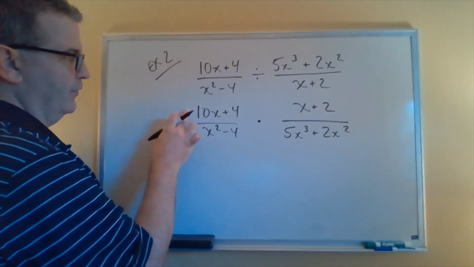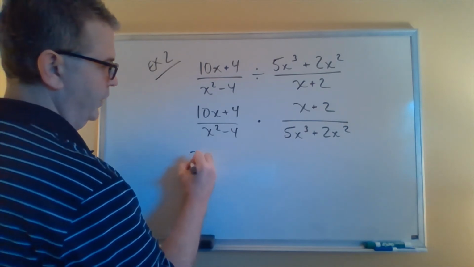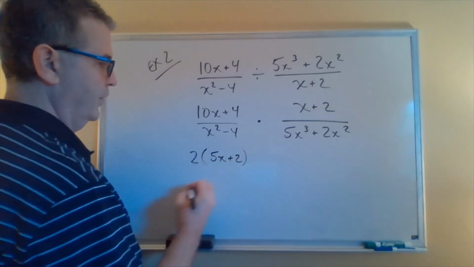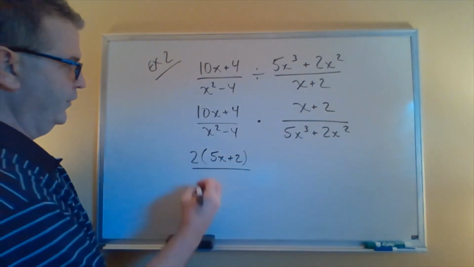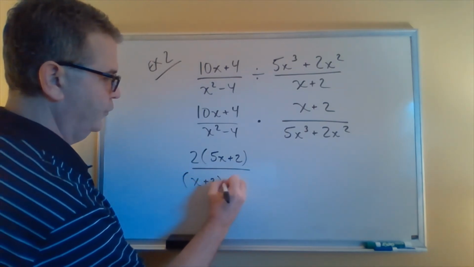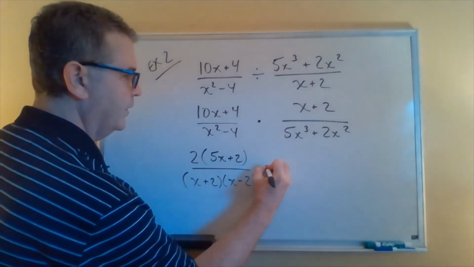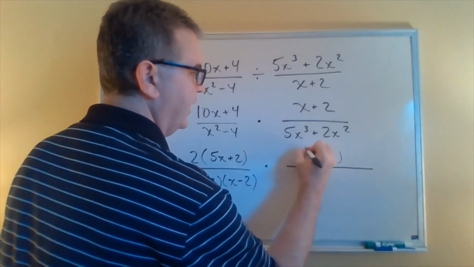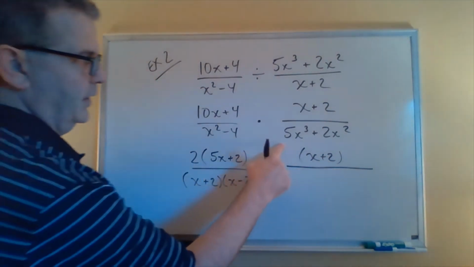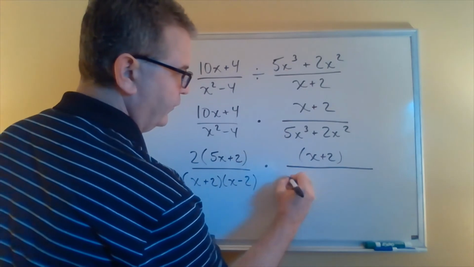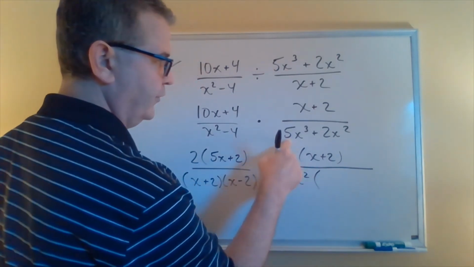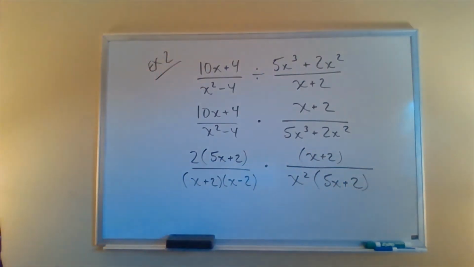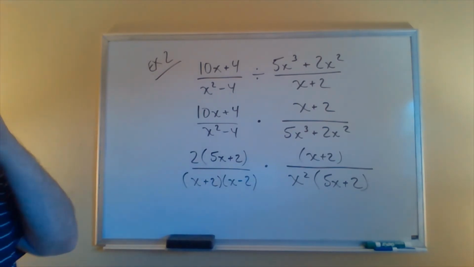So let's start with this one here. We said we had a greatest common factor of 2. So we'll factor 2 out of 10x plus 4. We will get 5x plus 2 for that numerator. We have a difference of squares down here, so we're going to have x plus 2, x minus 2. We are multiplying, so we're going to have x plus 2 up top. I'm going to use my parentheses so I don't get in trouble. And I'm going to factor a greatest common factor of x squared out of here. So when I factor x squared out of 5x cubed plus 2x squared, I'm left with 5x plus 2. So I've factored each numerator and each denominator, and I have that right there.